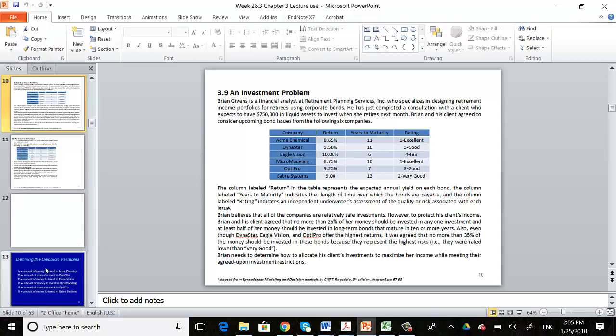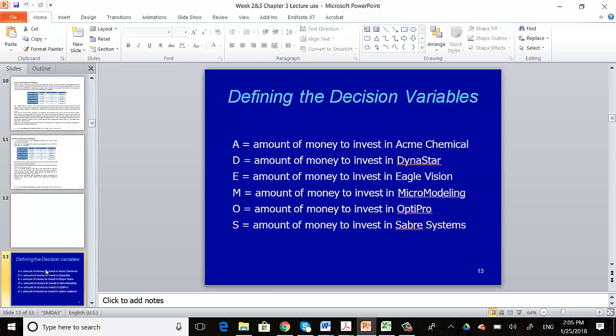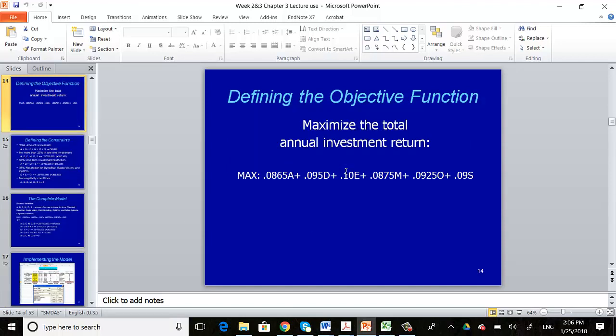Those are based on percentage. On Tuesday last week, we looked at different ways of defining the decision variables. One is the actual dollar amount to put in each bond issue, and the other is the percentage of money you put in each bond issue. We'll go with the actual amount of money. So the decision variables are the amount of money you're going to put in each investment.